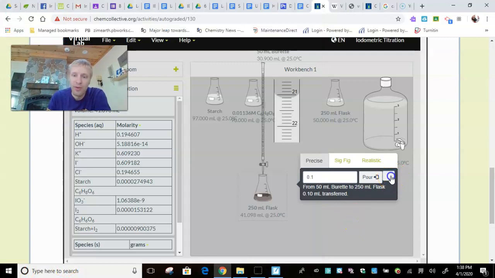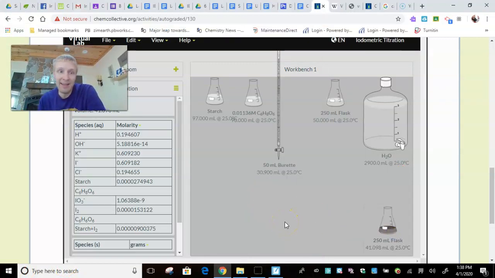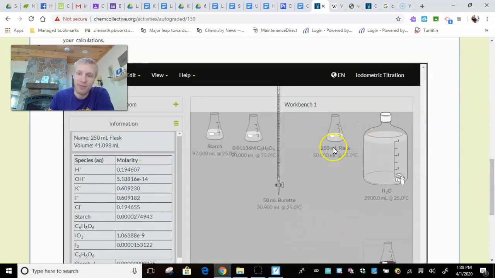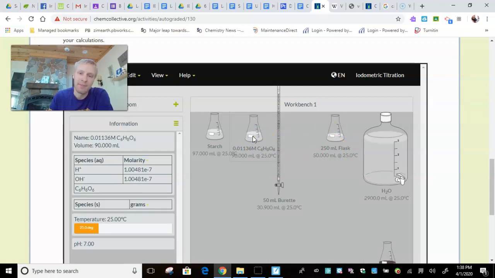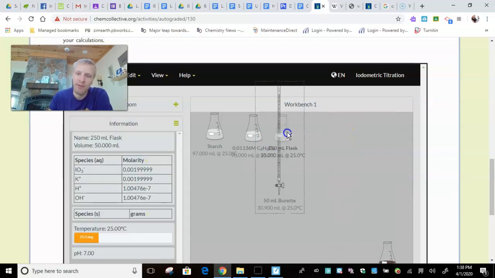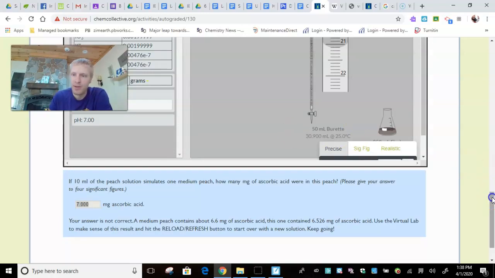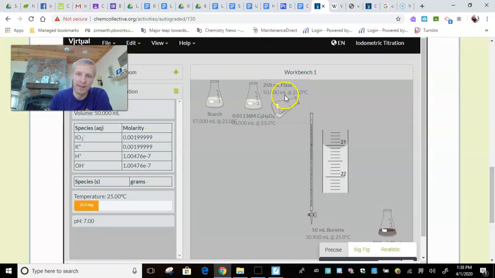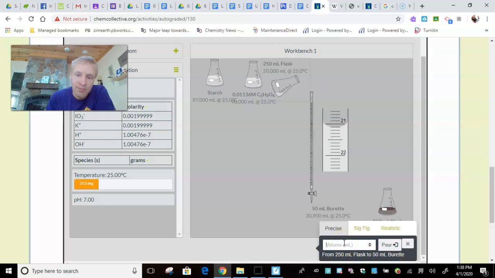All right, so I'm going to keep this over here, and I did my standard. So now I'm going to do my peach, and it's going to be the same thing. Actually, no, I already made my solution. Look at that, 50 mils. So I'm going to keep that. Let's just get rid of this water thing. We don't need that anymore. And I'm going to fill this burette up. Let me just make sure I'm filling it with the right one. It's not labeled, unfortunately. In real life, we would label it. Shame on this virtual lab. But this is the potassium iodate solution, and I have 39.9. Let's just raise it all the way up to the 50.